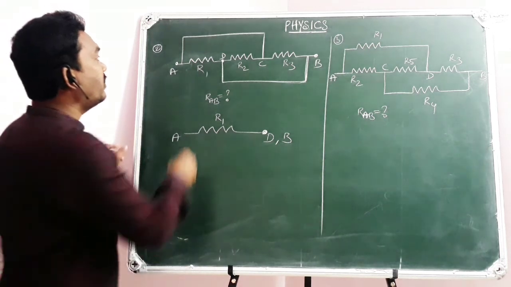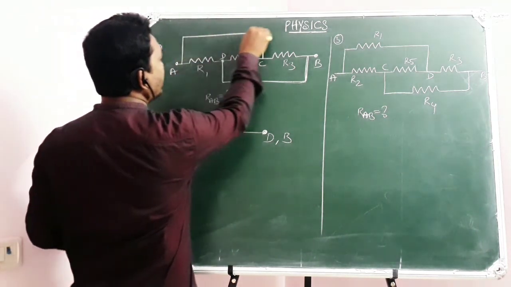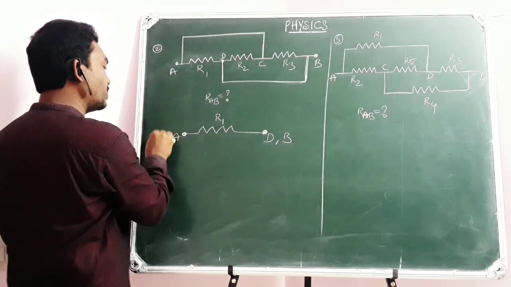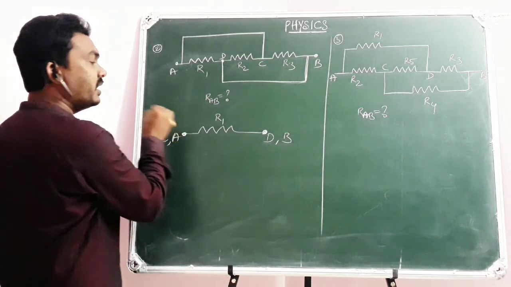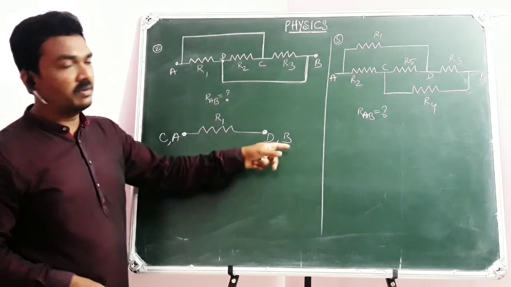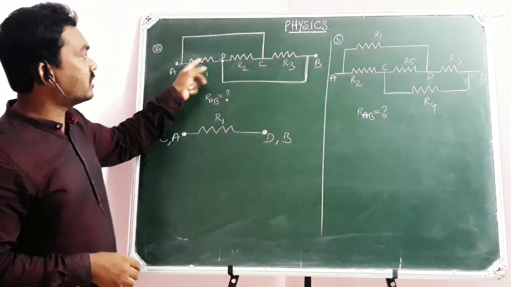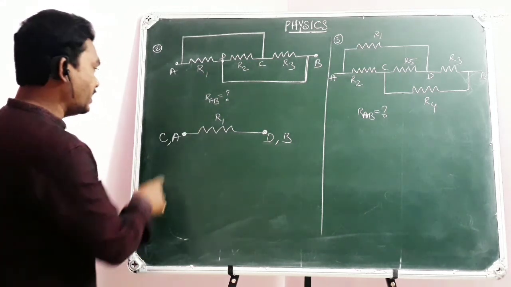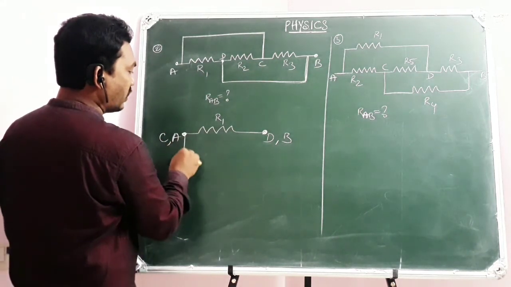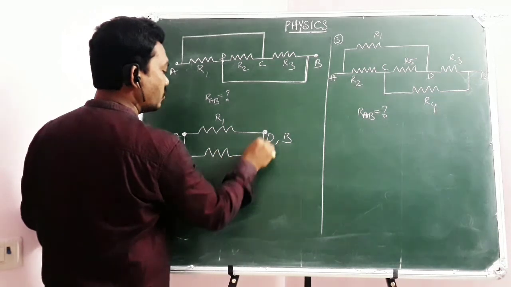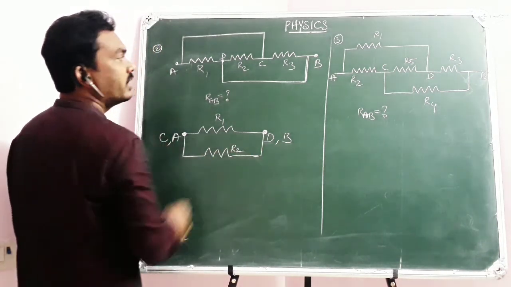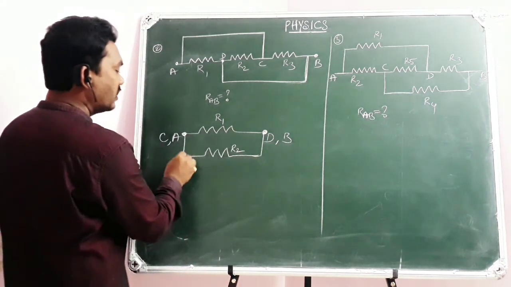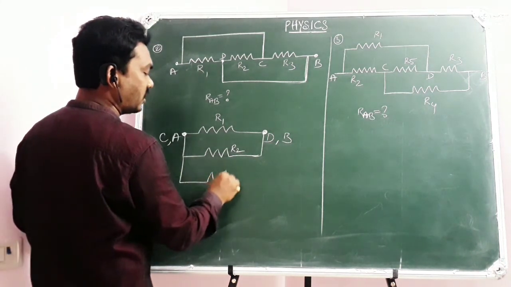At the same time, A is given directly to C. Means A and C will be at the same potential. So AC will be equipotential points, DB will be equipotential points. Across AD, one resistor. But between CD, there is another resistor. This is C, this is D. So there is one more resistor which is R2. And across BC, there is another resistor. This is B, this is C. So there is another resistor R3.